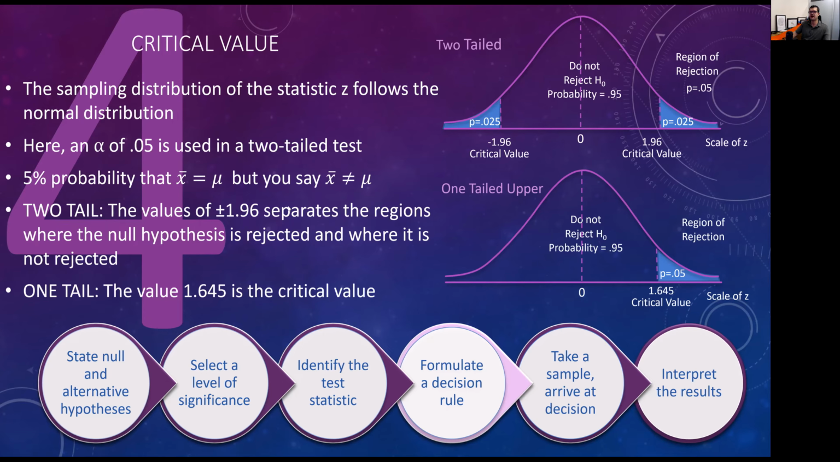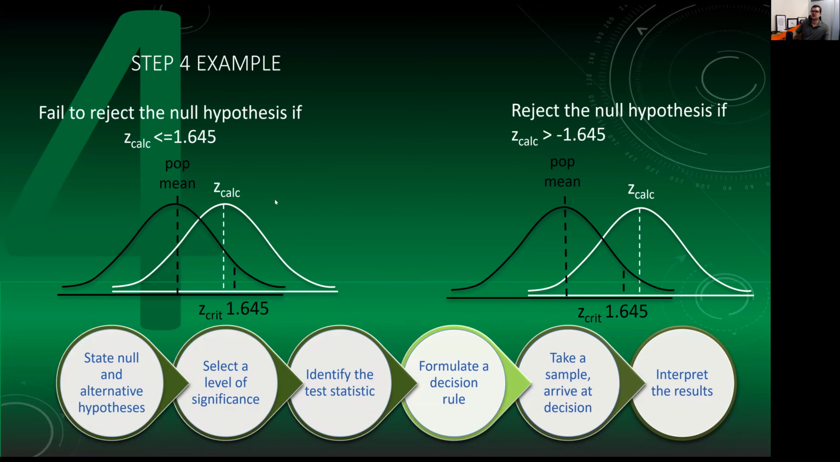And so right here, this is the decision rule. Before you ever get started, fail to reject the null hypothesis if z calculated is less than or equal to 1.645. Reject the null hypothesis if z calculated is greater than 1.645.